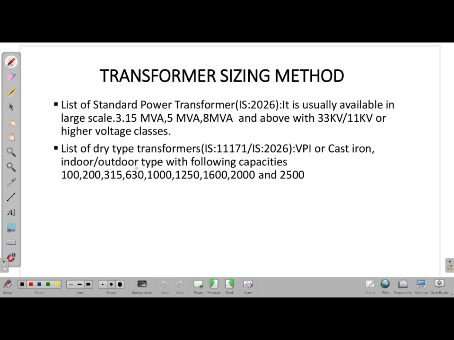If we require the dry type transformer, we can choose from this. The design is VPI or cast resin, indoor or outdoor type within the following capacities. You can choose from the list of given standard transformers.